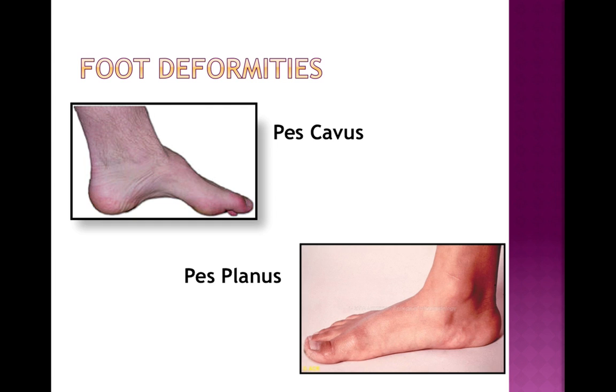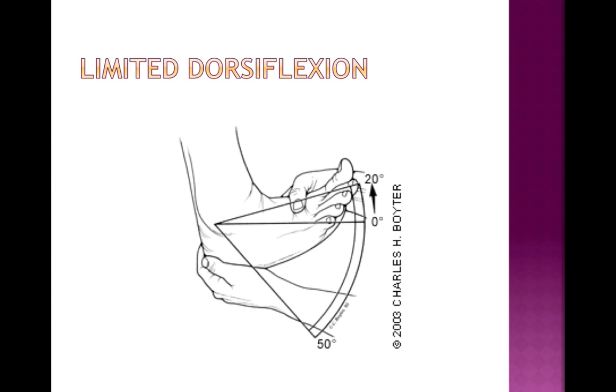Pes planus can be clinically seen as a flat foot. This deformity leads to the overstretching of the fascia, causing irritation. Another biomechanical issue is limited dorsiflexion, which can arise from any of the foot deformities mentioned earlier. Dorsiflexion is the upward movement of the foot at the ankle joint. Normal dorsiflexion range of motion is 20 degrees.